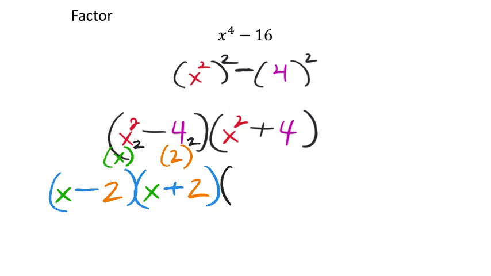And then I still have that other binomial, the x squared plus 4. That just can't be factored out because it's a positive. Well, it can be factored out, we just haven't gone that far in how to factor that out yet. But we will.